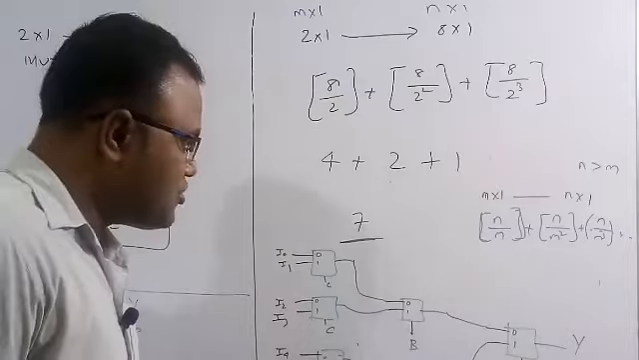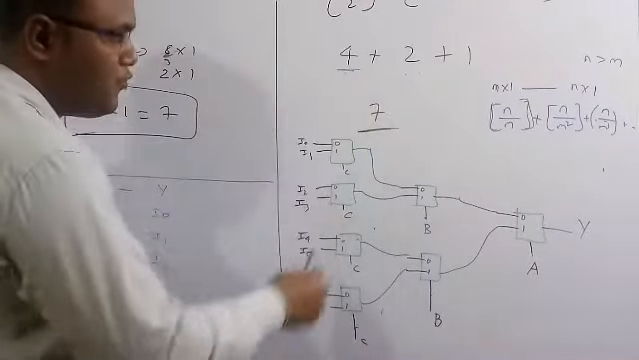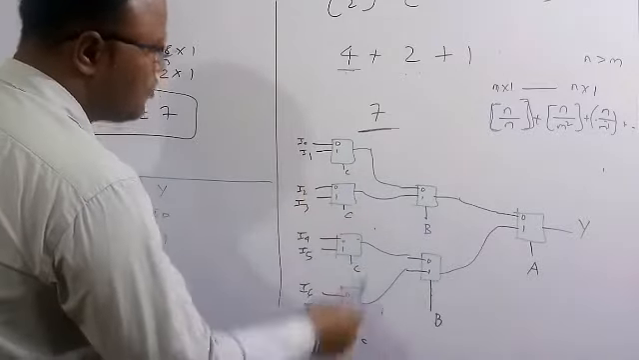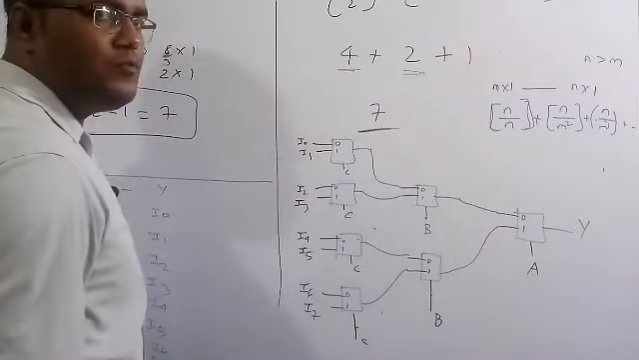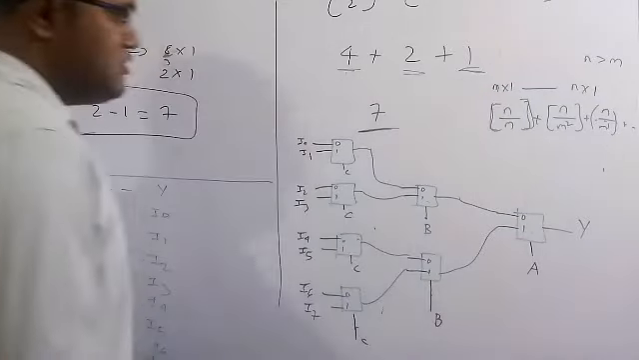Now I am going to draw the circuit diagram here. The first level represents 4, meaning 4 muxes: 1, 2, 3, 4. Similarly, the second level takes 2 muxes: 1, 2. And the third one is 1. So this is the circuit diagram.